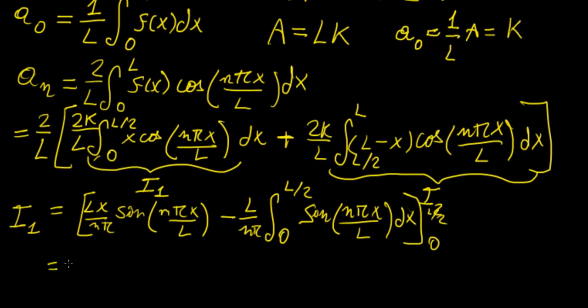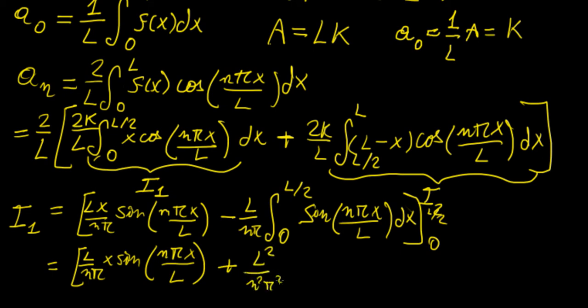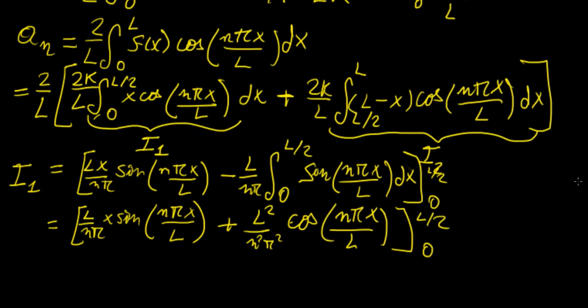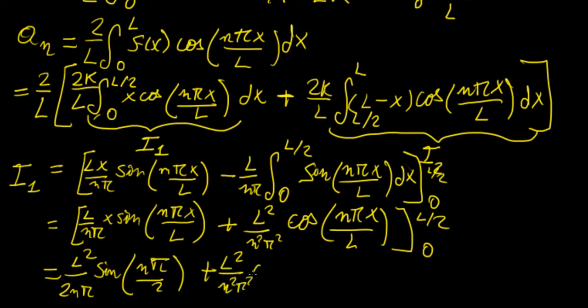So that means that this is going to become L over n pi x sine n pi x over L plus L squared over n squared pi squared cosine of n pi x over L, evaluated between 0 and L on 2, and this is going to become equal to L squared over 2 n pi sine of n pi over 2 plus L squared over n squared pi squared cosine of n pi over 2 minus L squared, I believe.